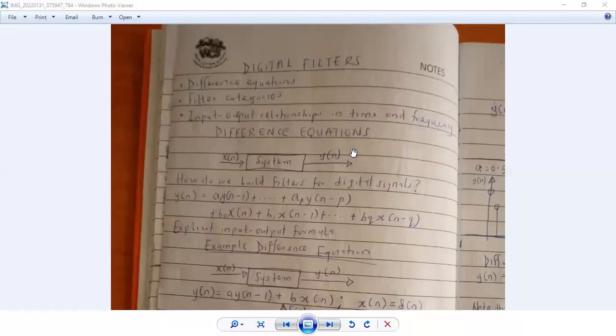We talk about the digital filters. So we talk about difference equations, filter categories, then input and output relationships of filters in the time and frequency domain. So a filter can be built using a difference equation.